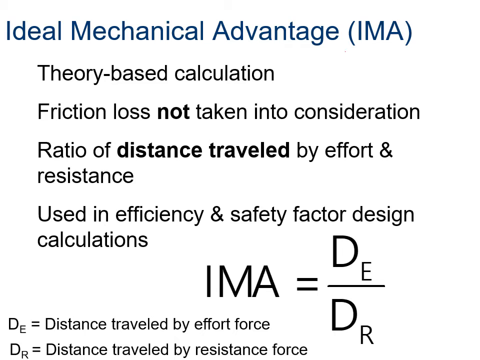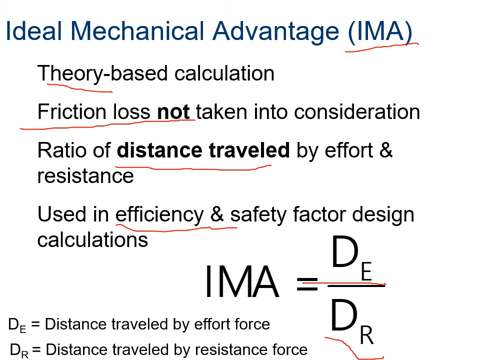Ideal mechanical advantage, or IMA, is based on theory. Friction losses are not taken into consideration, so that's how it differs from AMA. It's the ratio of the distance traveled by the effort over the distance of the resistance, and we use it to calculate efficiency as well as safety factor.